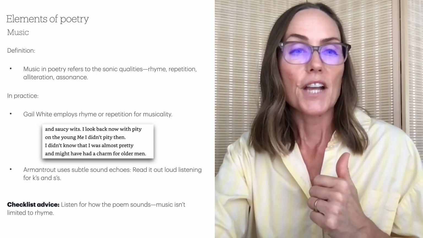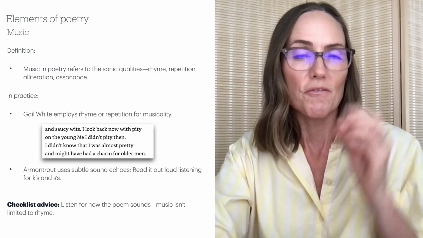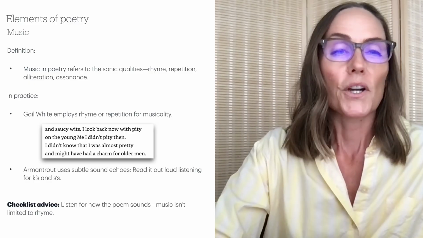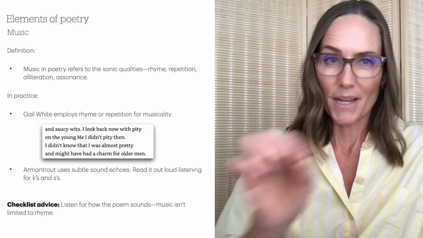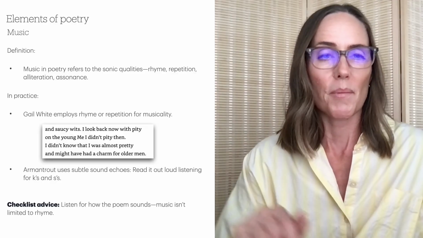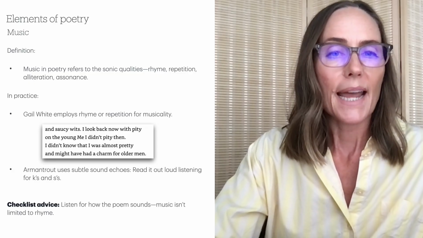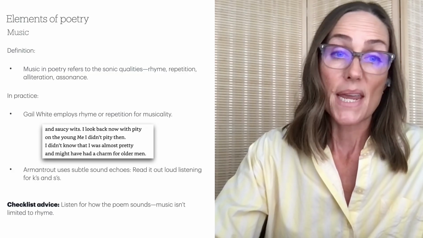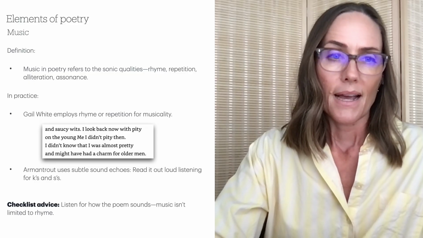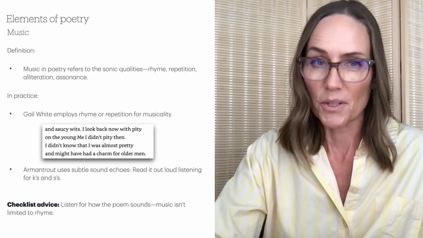So here, I'll read you this little section where you can kind of hear rhyme and repetition for musicality. We're going to start in the middle of a sentence because that's where the line starts. So you can look back at the poem and see where we're coming from if you want to. "And saucy wits, I look back now with pity on the young me I didn't pity then. I didn't know I was almost pretty and might have had a charm for older men."